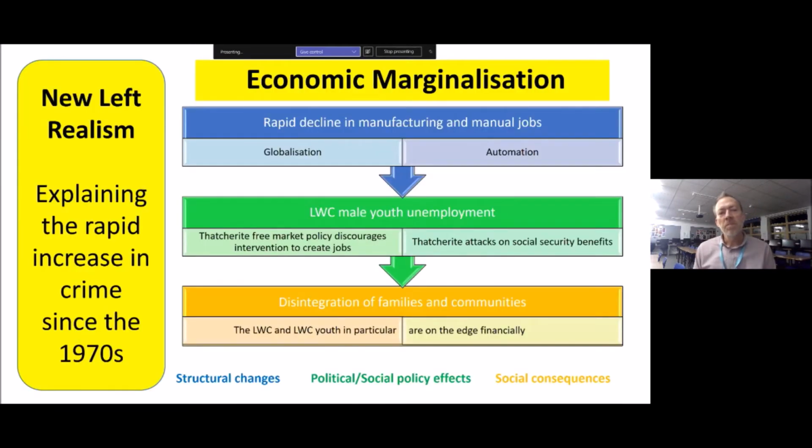Here we go. One example of a theory that tries to explain why crime has grown so rapidly, and it's from a group of sociologists called New Left Realists.